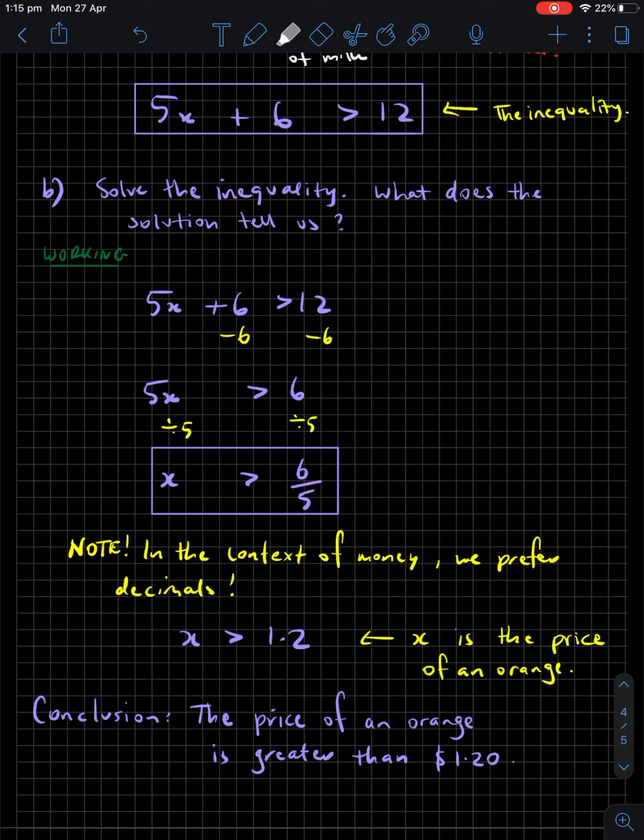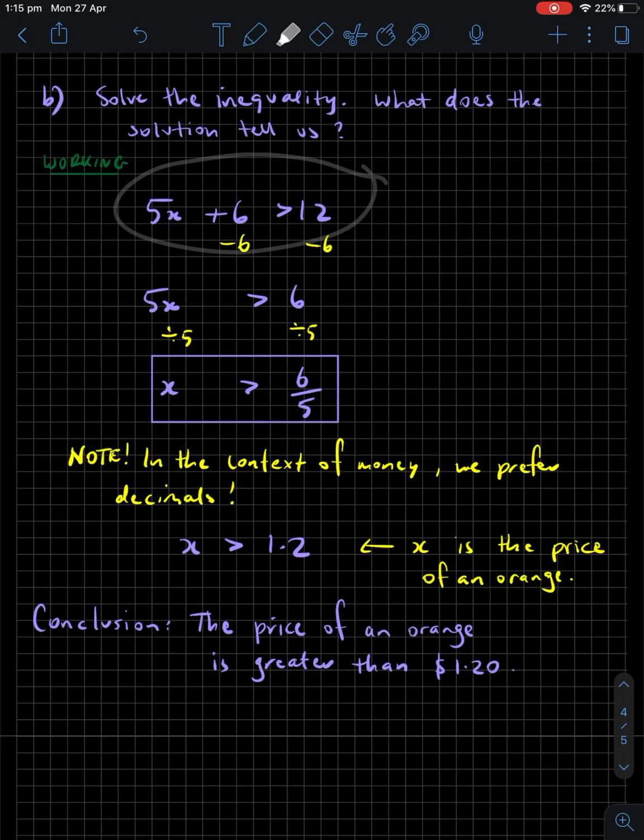Okay, question B is to solve this inequality. So this one here in our previous answer, solve it for x. So that means get x by itself. And what does this solution tell us? We've got to think, what that value of x that we found, what does it mean? So let's solve it first. So there's our inequality again. We need to get x by itself.